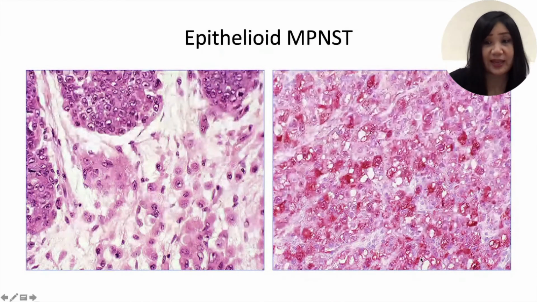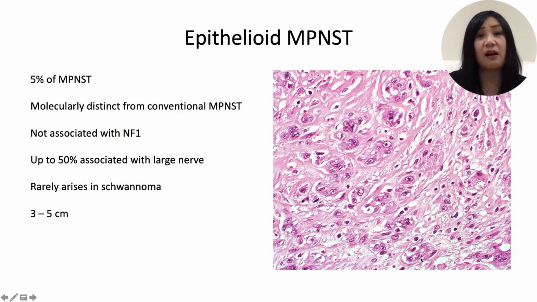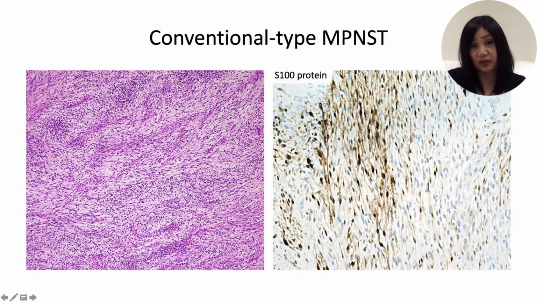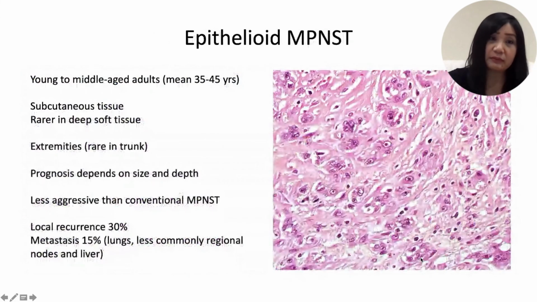Moving on to epithelioid MPNST, again, a little bit hard to recognize because it's rare. This accounts for about 5% of MPNST and is molecularly distinct from conventional MPNST. It is not associated with NF1 patients. It can be associated in up to 50% with a large nerve and can rarely arise in schwannoma. So this is conventional type MPNST, which is usually a spindle cell neoplasm with this pronounced marbling with more hypercellular and hypocellular areas and only focal S100 protein.